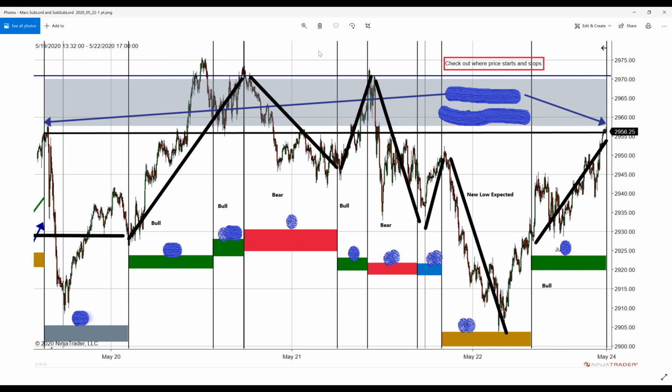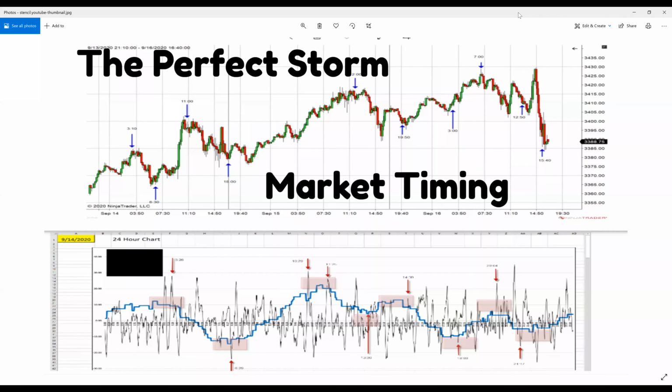So that is the extent of our day trade tools. On the next video, I'm going to come back and show the swing trade timing tools.